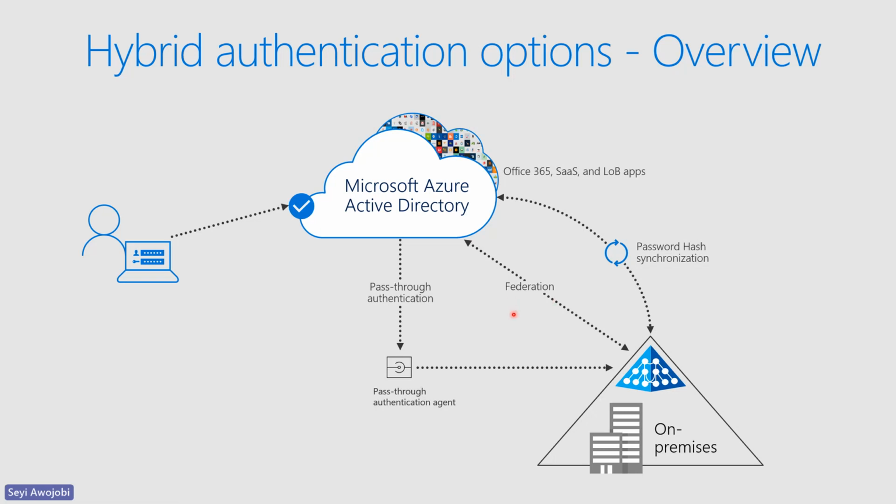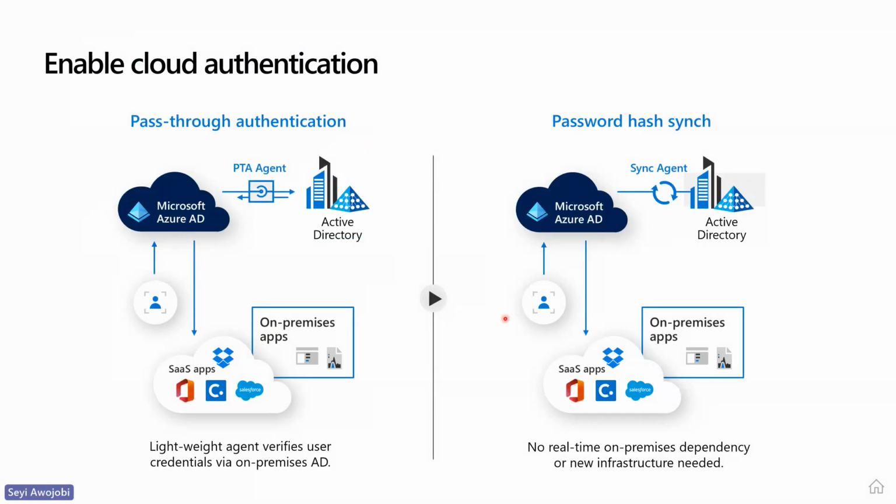Now, for the cloud authentication method, however, we have, like I said, the pass-through authentication and the password hash synchronization. Now, what are these? With pass-through authentication, what we're doing here is we have a lightweight agent that is being installed on your on-premises environment. So looking at this scenario, a user is looking to authenticate into Azure AD so they can get access into the various SaaS applications, Microsoft 365 applications, or even on-premises applications that they need for their day-to-day job.